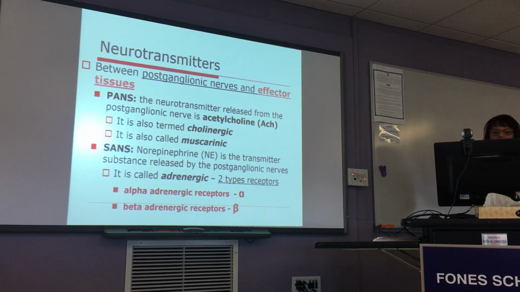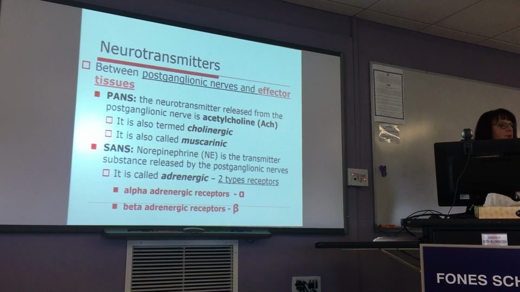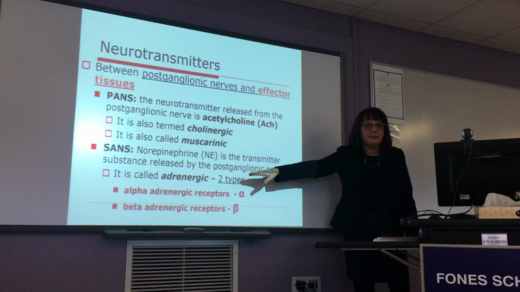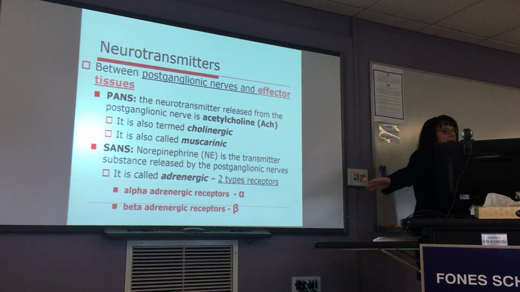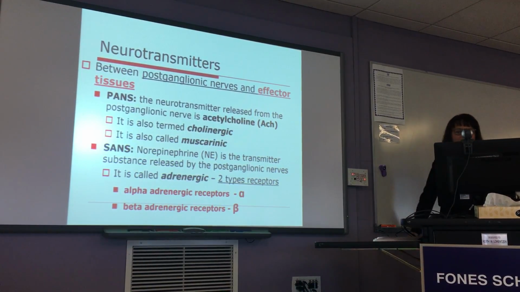In the SANS, it is not acetylcholine, but norepinephrine, which is released from the postganglionic fiber of the neuron into the effector tissue, okay? This is now called adrenergic because adrenaline is the same thing as epinephrine. Yay! Okay, you remember that, adrenaline, okay?